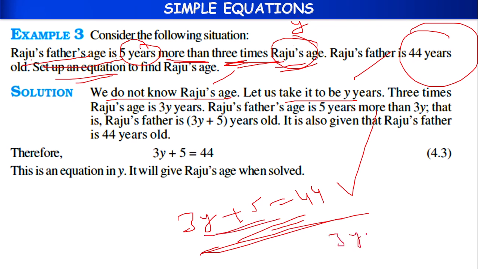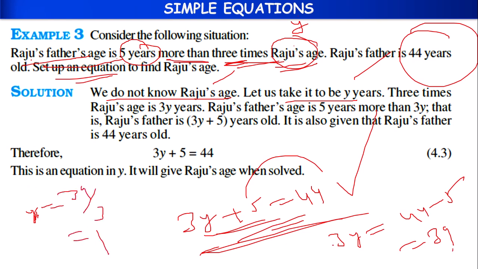Or 3y equal to, 5 goes this side, 44 minus 5, which is equal to 39, or y equal to, 3 will come this side, 39 by 3, 3 times 13 is 39, means 13 years. Raju's age is 13 years. Like that we can find.